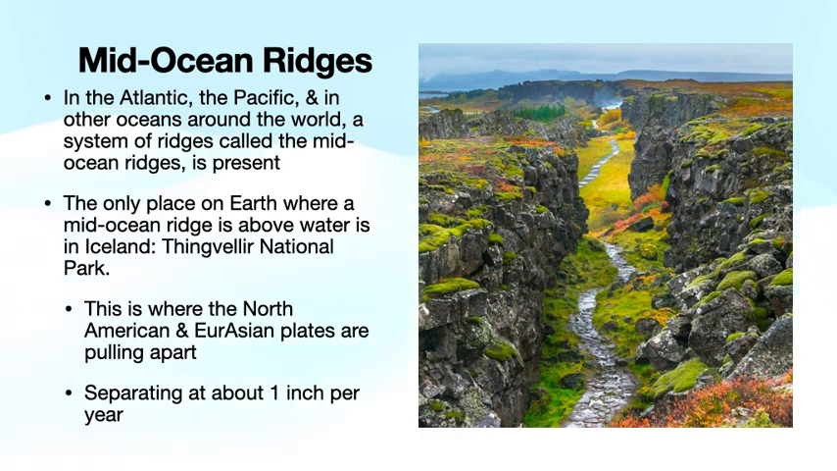There's only one place on Earth where there's a mid-ocean ridge that is actually above water, and that's in Iceland, in a place called Thingvellir National Park. This is where the North American plate and the Eurasian plate are pulling apart. And in the picture here, the little path down the middle is actually between the two continental plates. Those plates are separating at about 1 inch per year. So slowly that rift there is coming apart. That's why Iceland is so volcanic. You'll hear about volcanoes on the news a lot.